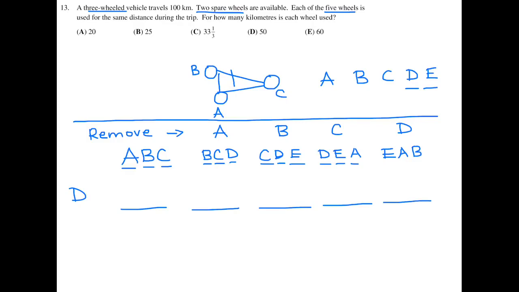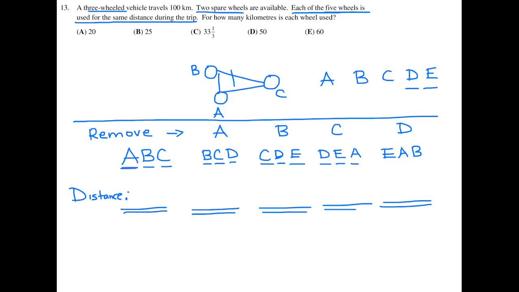Now, I want to pause at this point because there's a clue in the question. Each of the 5 wheels is used for the same distance during the trip. Okay, that's very important. Now at this point, if these distances are equal, let's say, how many distances has each wheel traveled?